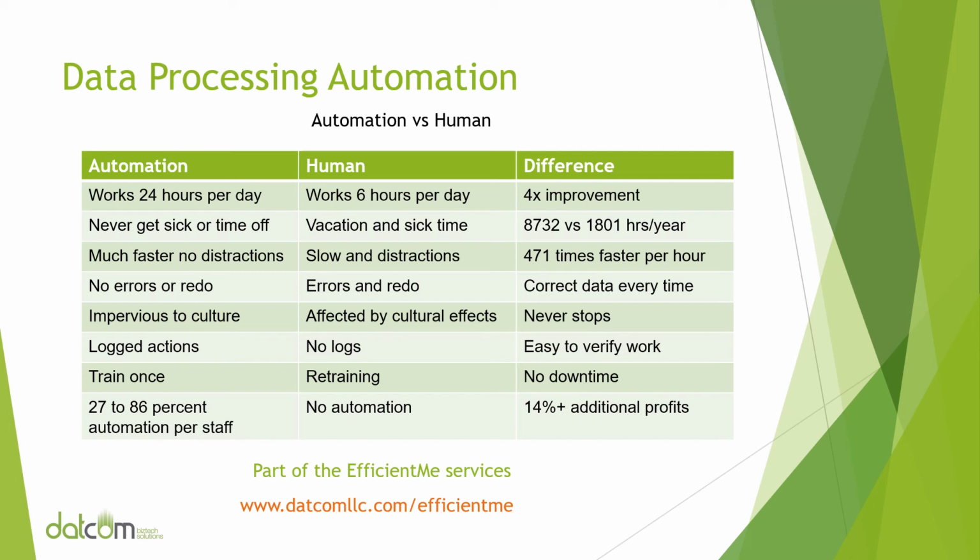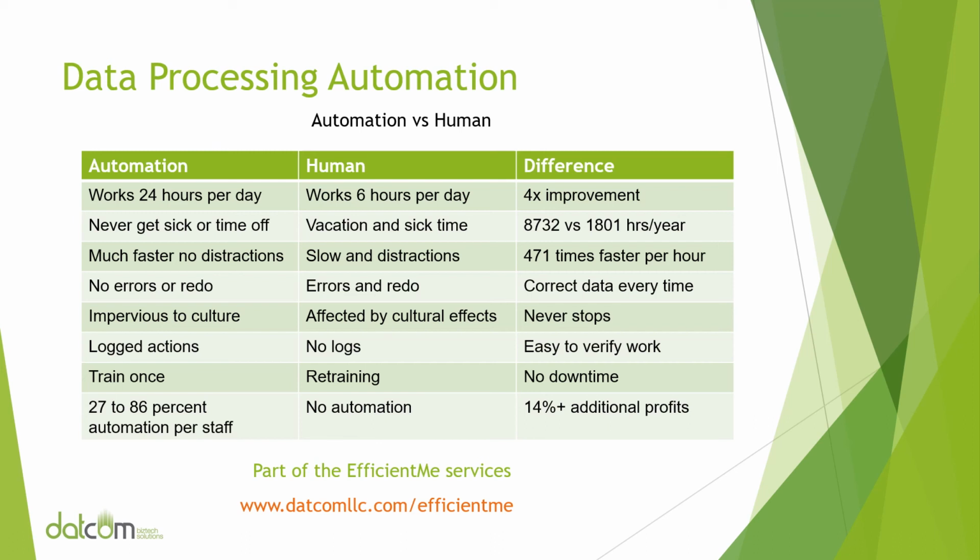The next thing to consider is logged actions. The automation actually logs every action it takes, and they can be reviewed at will. Whereas with the human, they don't log any activity. So it would be hard to find any errors or work that they did without a log to be able to verify the work. So the difference is automation makes it easy to verify work.